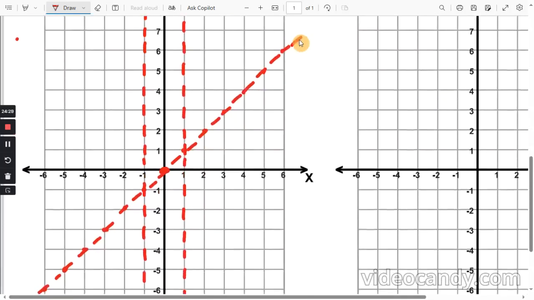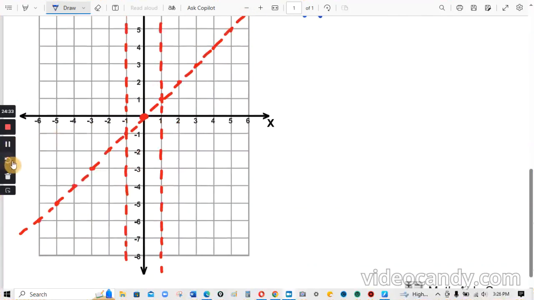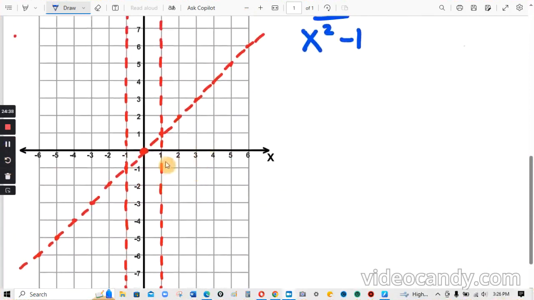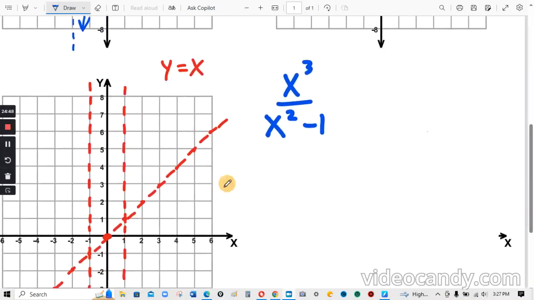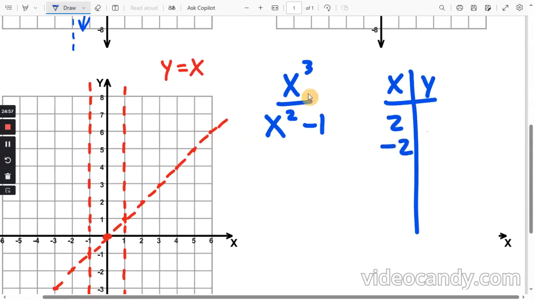Okay, and now we have to plot a few points here. All right, this one is a little bit of a pain in the neck. You need points to the left and right of the vertical asymptote. Let's try x equals 2 and x equals negative 2. That should be pretty simple at least. For x equals 2 and negative 2, we have 8 over 4 minus 1, so that's 8/3.